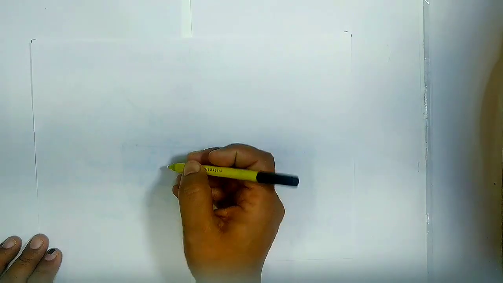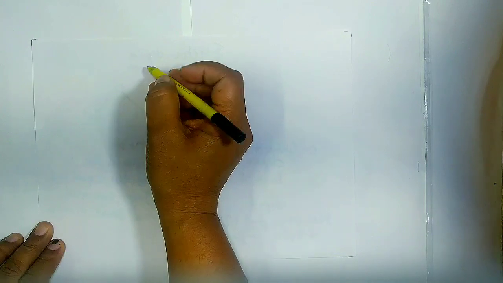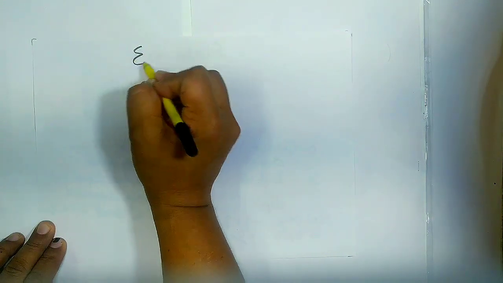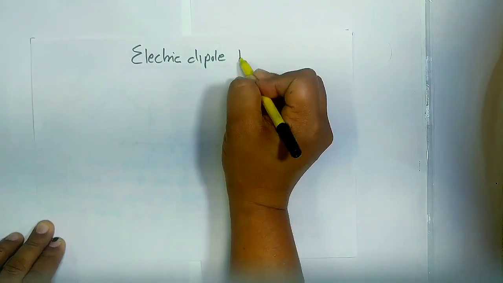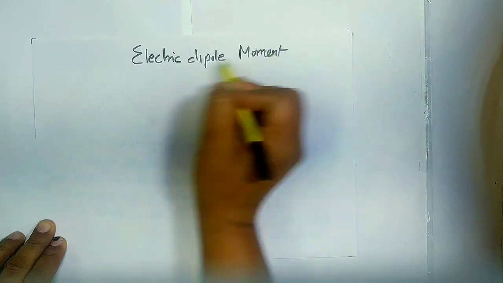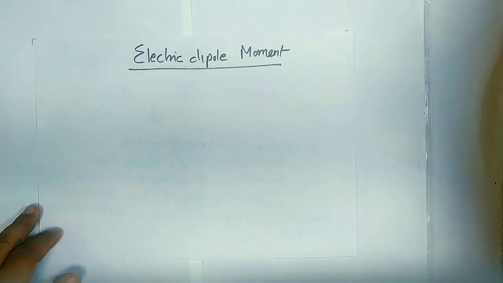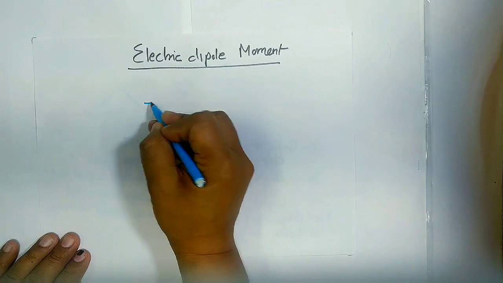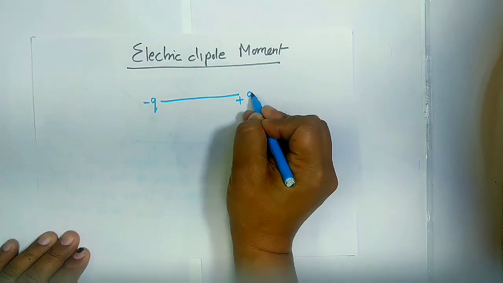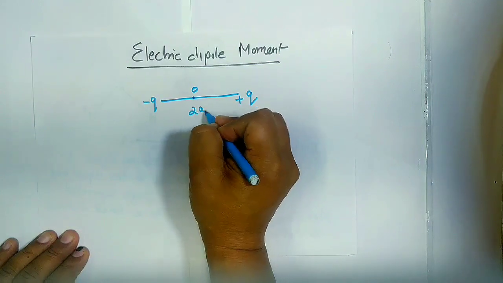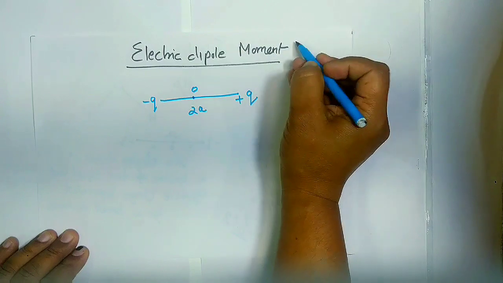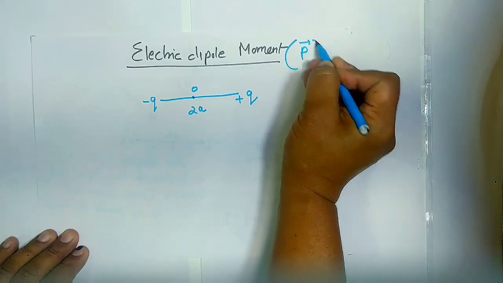So there's a word dipole moment. Have you heard about the dipole moment? I think you have heard it in chemistry also, but here is also a word electric dipole moment. So dipole is a formation of a system of two equal and opposite charges. And what is dipole moment? This is minus q, this is plus q, which is forming a dipole, this is center, this is say 2a.